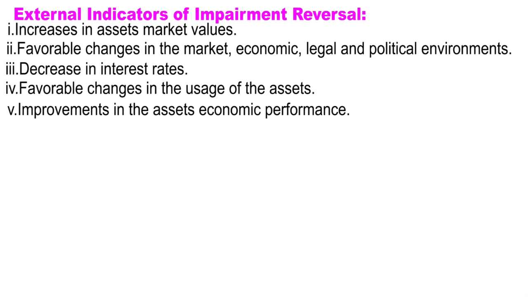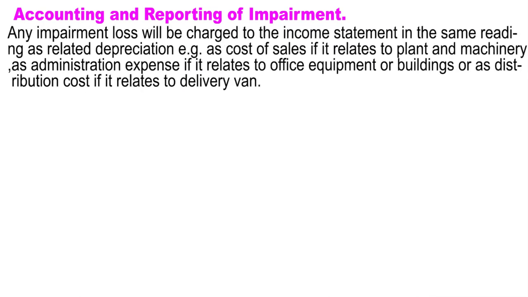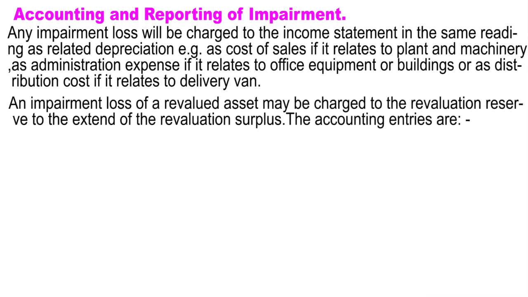We also have the accounting and reporting for impairment loss. Any impairment loss will be charged to the income statement in the same heading as related to depreciation, e.g. as cost of sales if it relates to plant and machinery, as admin expense if it relates to office equipment or buildings, or as distribution cost if it relates to delivery fleet. An impairment loss of a revalued asset may be charged to the revaluation reserve to the extent of the revaluation surplus.